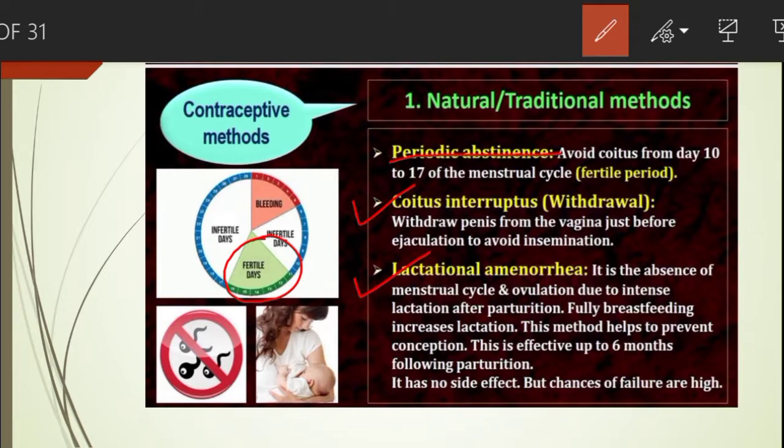And the third one is lactational amenorrhea, the absence of menstruation. From ancient times, women have extended breastfeeding so as to avoid a new pregnancy. It refers to the absence of the menstrual cycle. During this period of intense lactation following parturition, because ovulation does not occur, the chances of conception are almost nil. This method is reliable for a maximum of 6 months after the delivery. Side effects are almost nil, but chances of failure of this method are very high.